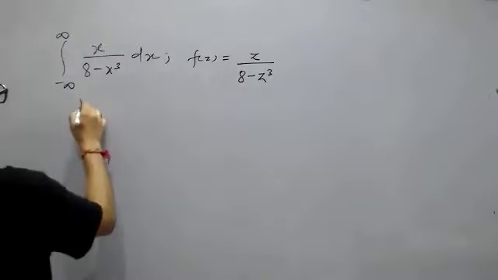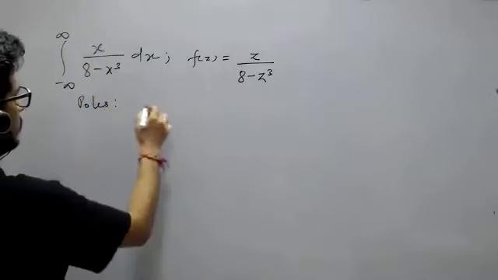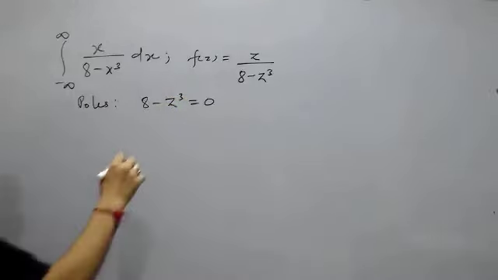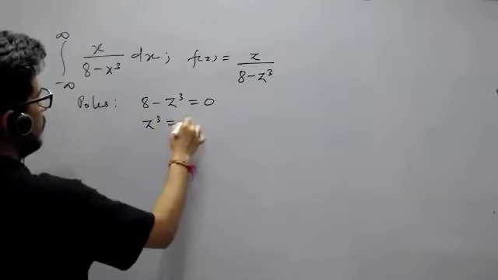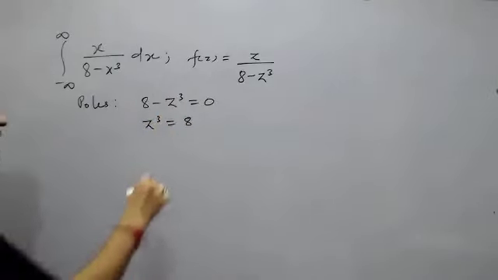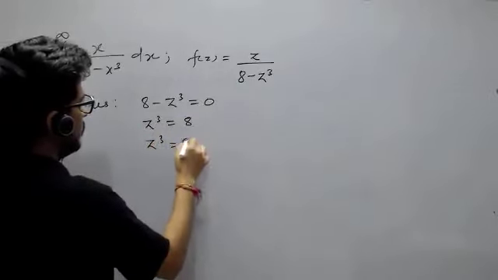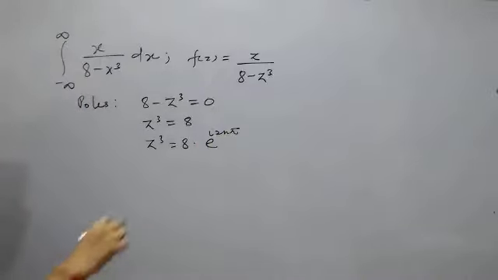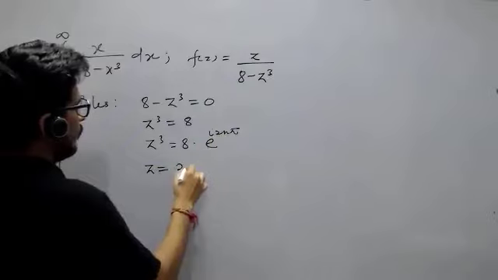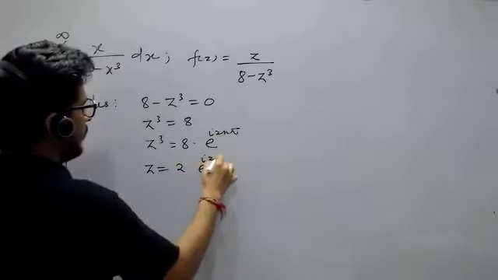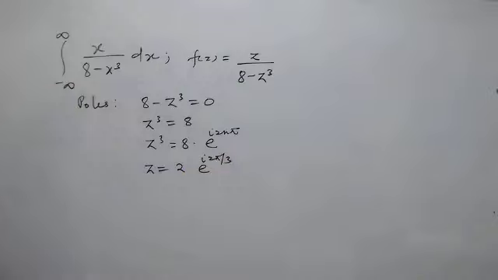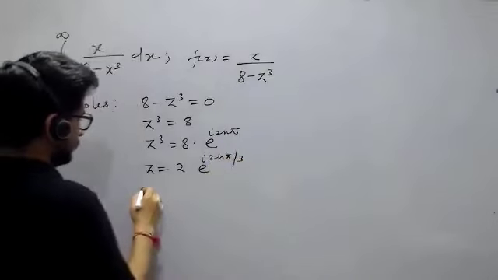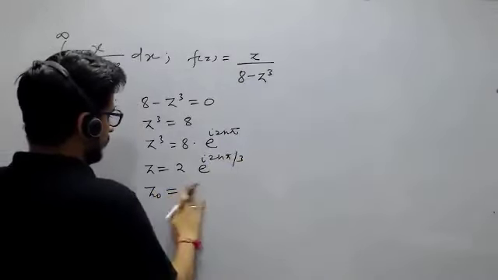And how to calculate the singularities or poles? 8 minus Z cube is equal to 0. So Z cube is equal to 8, and Z cube is equal to 8 into e to the power I 2n pi. Do you remember or did you forget? So Z is equal to 2 into e to the power I 2n pi by 3. So what is Z0? That is 2.